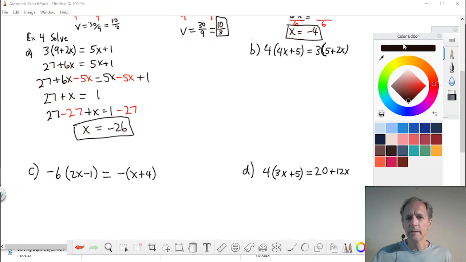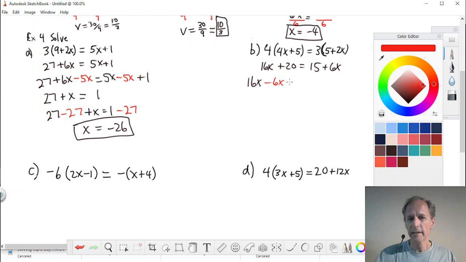Okay. So by now you might recognize what you have to do here. First thing, got to distribute on both sides, right? Okay. So we need to get the x's by themselves on one side or the other. So if we subtract 6x from both sides, that will take care of that.